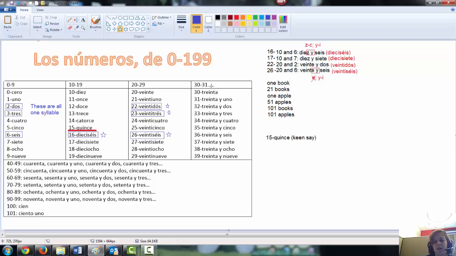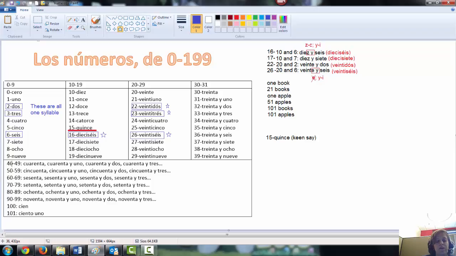Okay, now however, when you get to your 30s and on up, you're just going to write them as 3 separate numbers. So 30 is treinta, 31 is 30 and 1, treinta y uno, 32 is 30 and 2, treinta y dos, 33 is 30 and 3, treinta y tres, 34 is 30 and 4, 35 is 30 and 5, 36 is 30 and 6, 37 is 30 and 7, 38 is 30 and 8, 39 is 30 and 9. And then the same thing happens as you go on up.